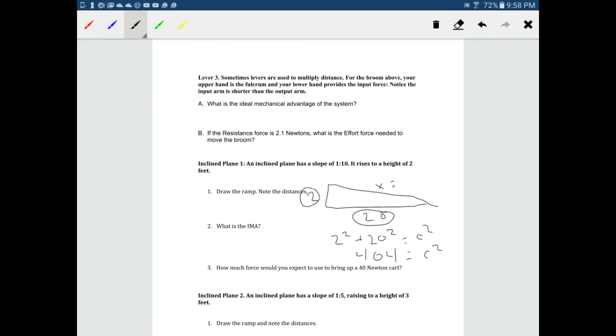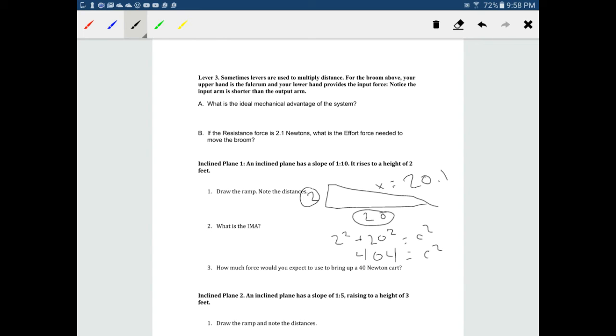Then we're going to take the square root of 404, and it's probably going to be very close to 20. So let's see, square root of 404. And that is 20.1.